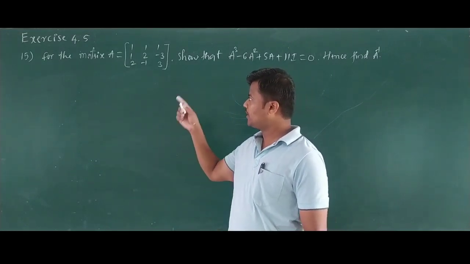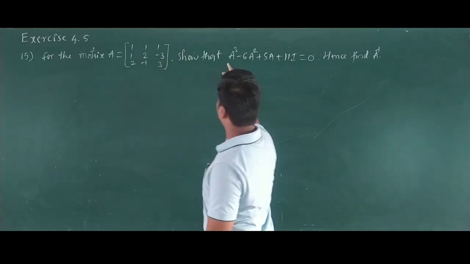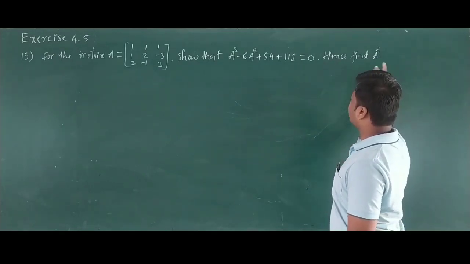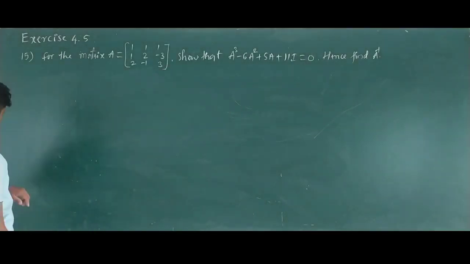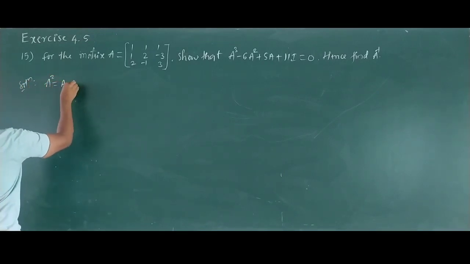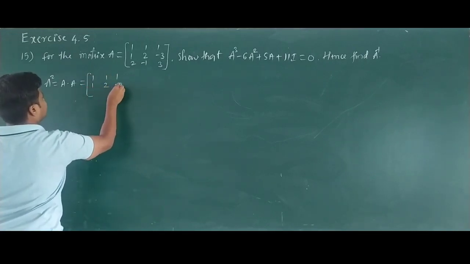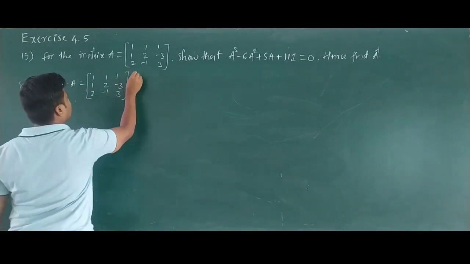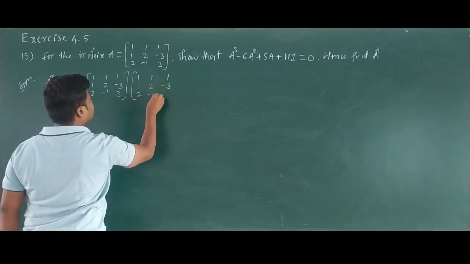Next question. For the matrix A equal to 1 1 1, 1 2 minus 3, 2 minus 1 3, show that A cube minus 6A square plus 5A plus 11I equals 0. Hence find A inverse using this condition. First we find A square and A cube. Solution. A square equals A into A, that is 1 1 1, 1 2 minus 3, 2 minus 1 3 into 1 1 1, 1 2 minus 3, 2 minus 1 3.